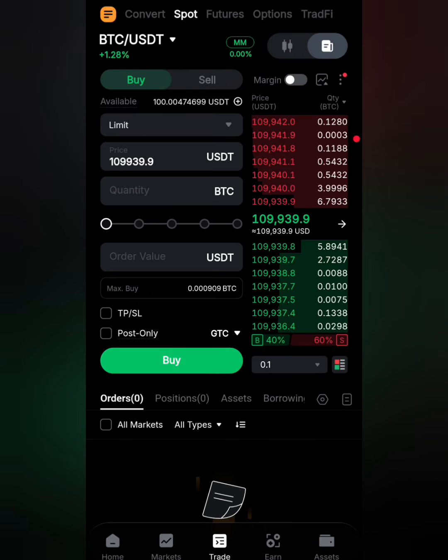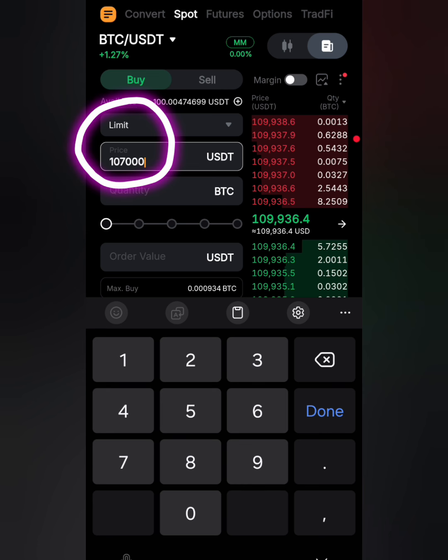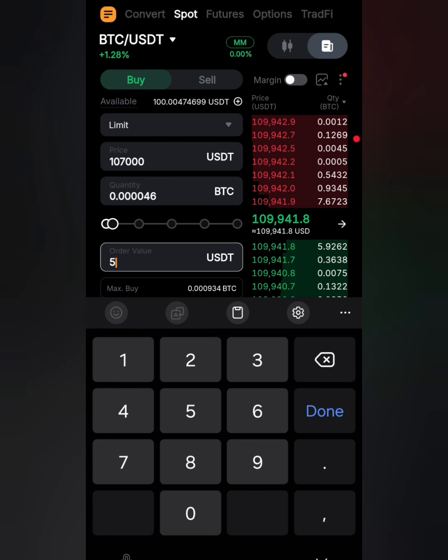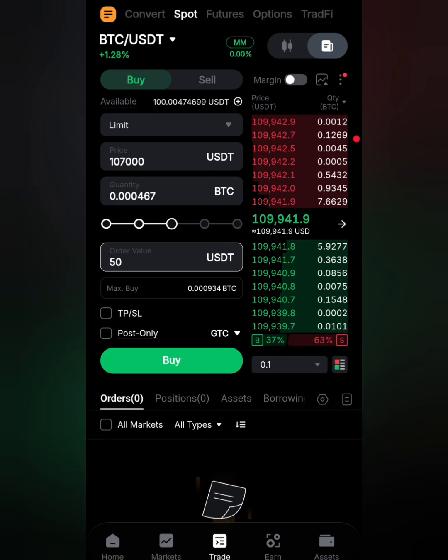Now for the limit order, you're actually setting a condition of a preferred price you want to buy or sell at, okay? So for example, if I want to buy BTC when it drops to $107,000, I can put in the price right here and then type in the amount in USDT I want to purchase, okay? So 50 USDT will be giving me this amount of BTC at this price, okay?